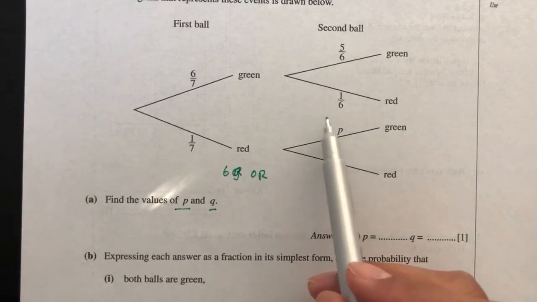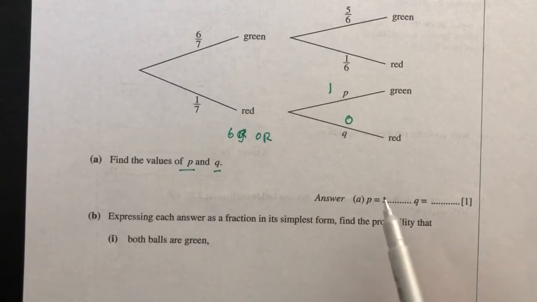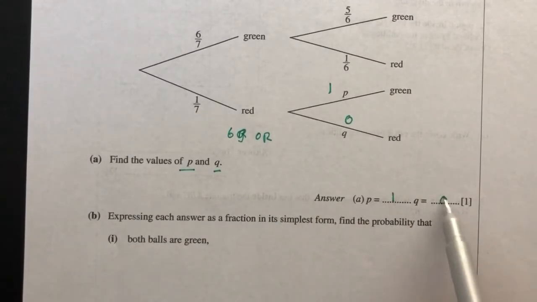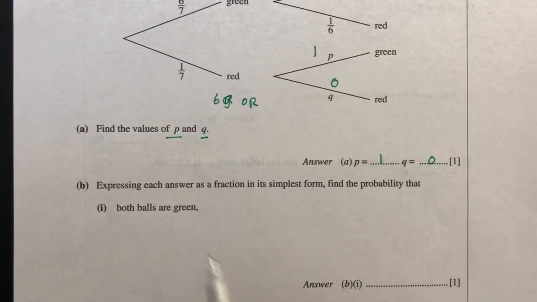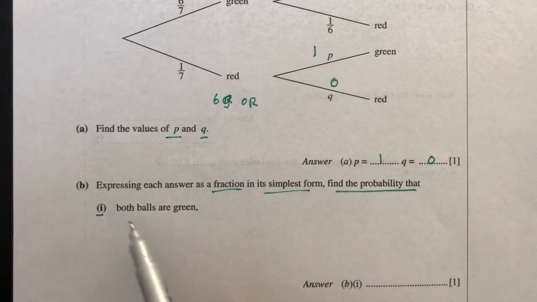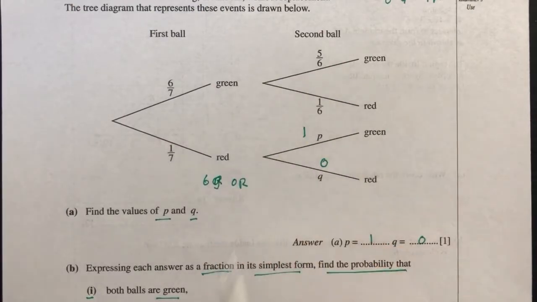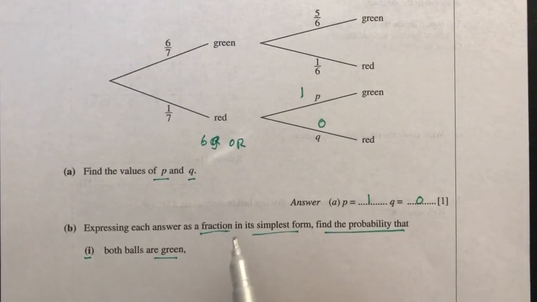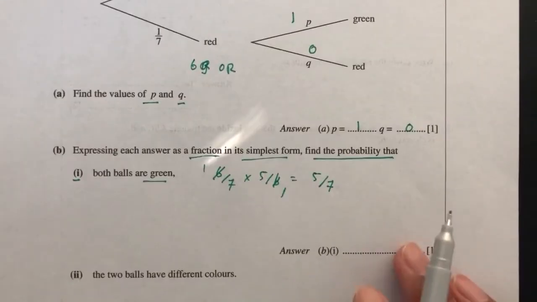So what is the chance of it being green? It becomes 1 and then 0. So the values of P and Q: P will be 1, Q will be 0. Moving on to part B, expressing each answer as a fraction in its simplest form, find the probability that part A, both balls are green. So it will be green and green. So 6 over 7 times 5 over 6. Cross cancel 6, we get 5 over 7 will be our answer for part 1.